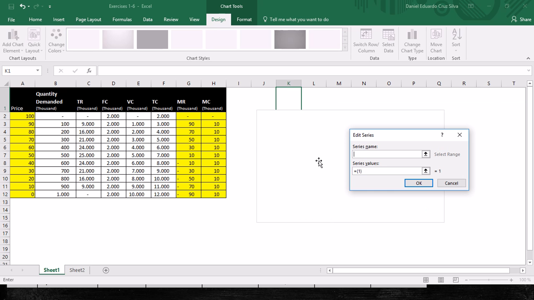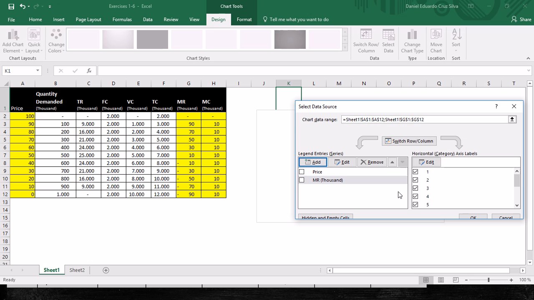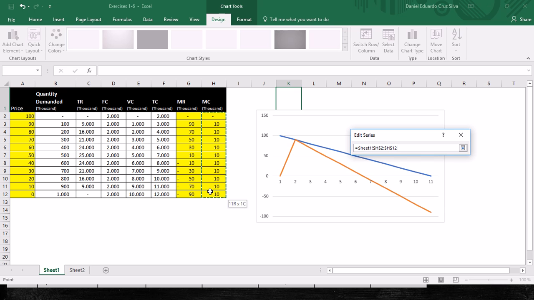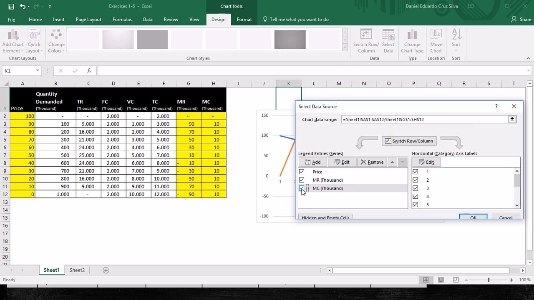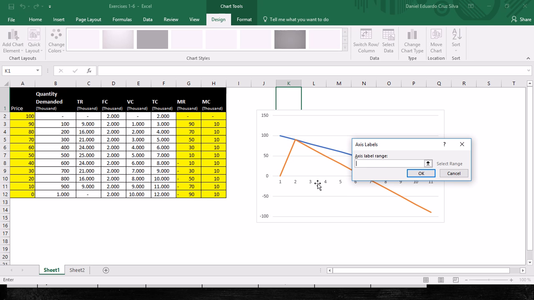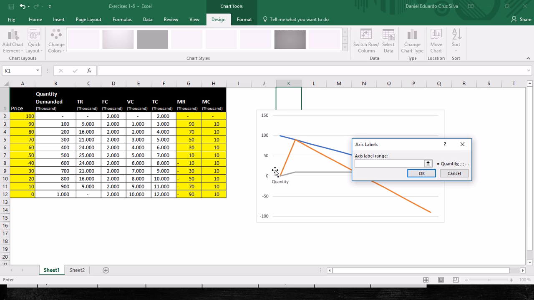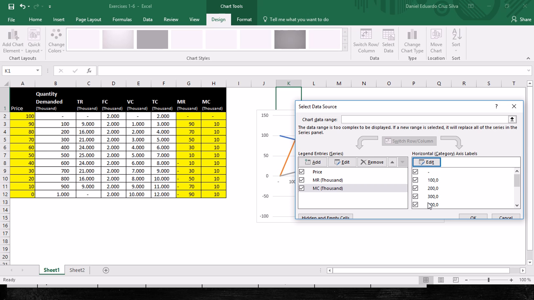Okay. Then I guess that I did something wrong. So here is going to be the marginal. This one, the values, those values, and the other one we need to add. The edit name is going to be this one, and the values are going to be this one. Okay, so then we have this, and the horizontal axis is going to be the quantity, which is going to be this one, right? Okay, great.